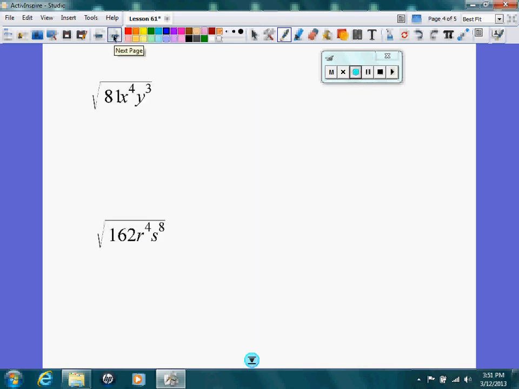Okay, so here's an expression that has some variables in it. So we could write this as the square root of 81 times the square root of x to the 4th times the square root of y cubed. Well, we know the square root of 81 is 9. We know that x squared times x squared is x to the 4th. But what about y cubed?